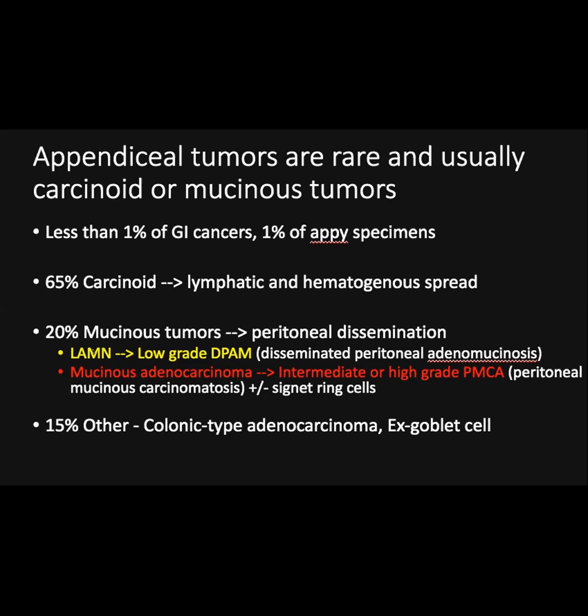What used to be called a mucocele is now split into two categories. There's the LAMN, which is low-grade appendiceal mucinous neoplasm. This is the more common type. And then when this ruptures, you get what used to be called pseudomyxoma, and they now call it low-grade DPAM, which is disseminated peritoneal adenomucinosis. And then the higher grade ones, either intermediate or high grade, are actual mucinous adenocarcinoma, so not this low-grade neoplasm. And that's when you get the actual carcinomatosis.